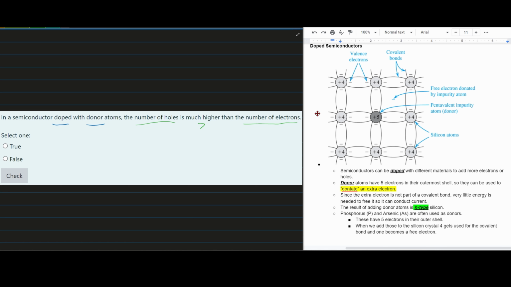And so that means the number of holes is not much higher than the number of electrons. It should be the other way around, where the number of electrons, if we look at this, is much higher than the number of holes. And so this is going to be false, because this statement right here is untrue.